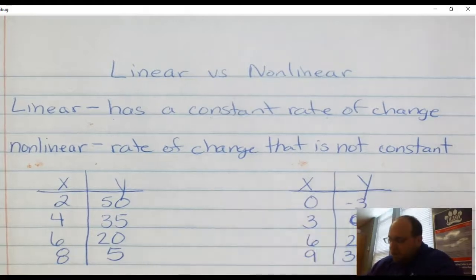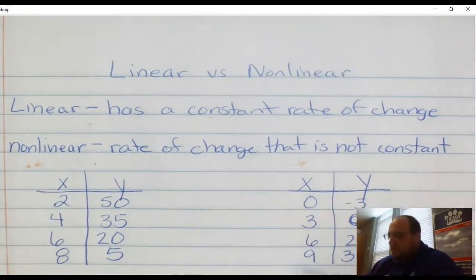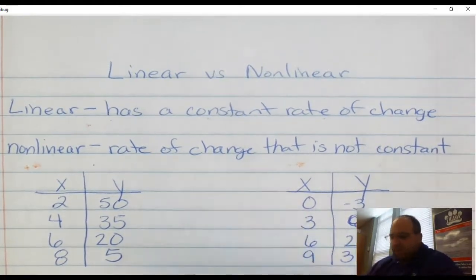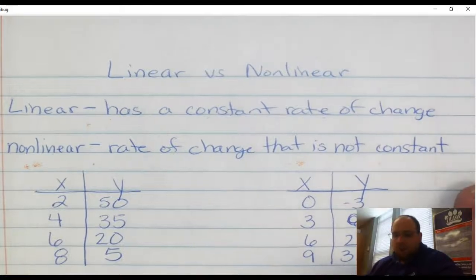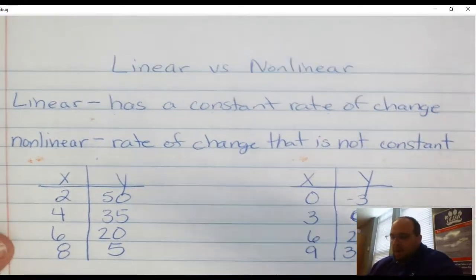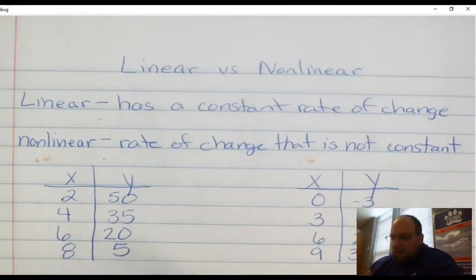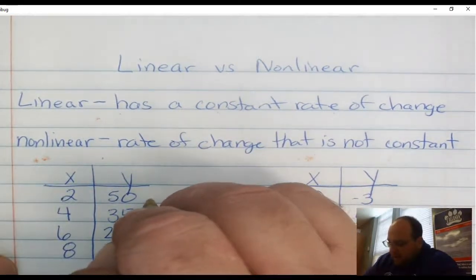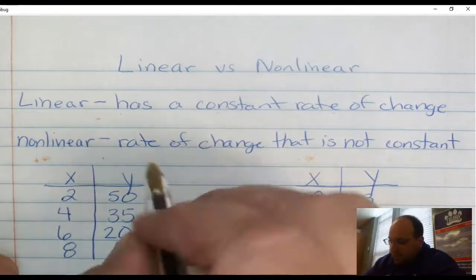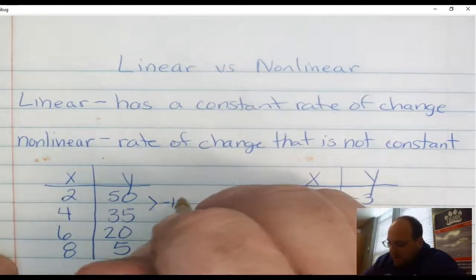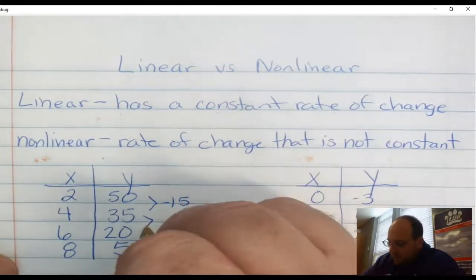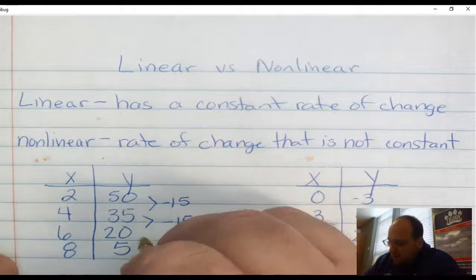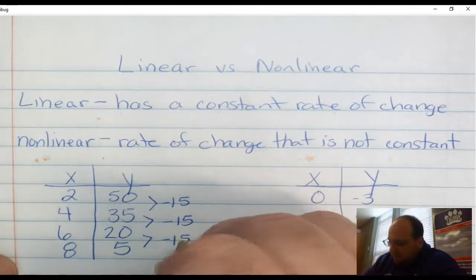So what we're going to first look at is two tables that are linear. Both of these tables are going to be linear tables. I don't know that immediately by looking at it, so I have to do some figuring. I go ahead and find the rate of change again, and to find it, I look at the difference between each number. So this one goes down by 15. This one goes down by 15. And this one goes down by 15.